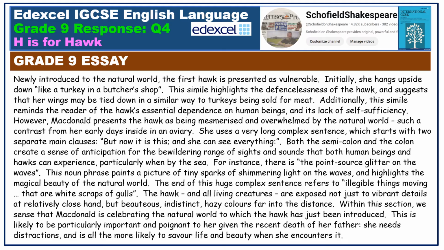For instance, there is the point source glitter on the waves. This noun phrase paints a picture of tiny sparks of shimmering light on the waves and highlights the magical beauty of the natural world. The end of this huge complex sentence refers to illegible things moving that are white scraps of gulls. The hawk and all living creatures are exposed not just to vibrant details at relatively close hand, but beauteous, indistinct, hazy colours far into the distance.